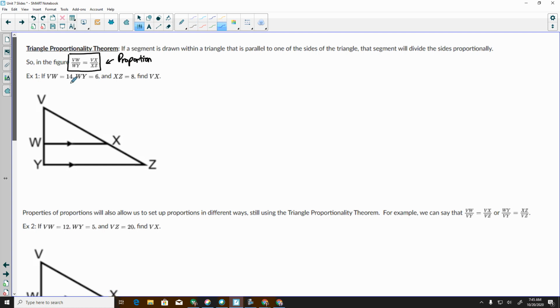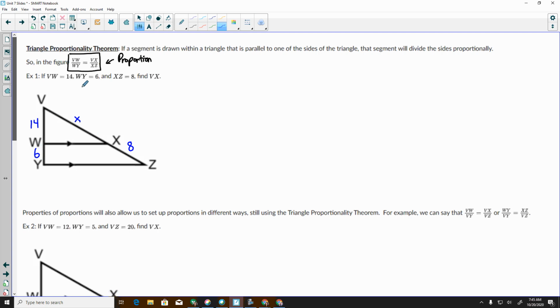Let's say the first thing I do, I label my sides. So VW is 14, YW is 6, XZ is 8, and then I need to find the X. Since I'm trying to find this, I am going to use an X to represent it. You can use any other letter that you would want to use, but this is what we're trying to find. This is the length of this particular side.